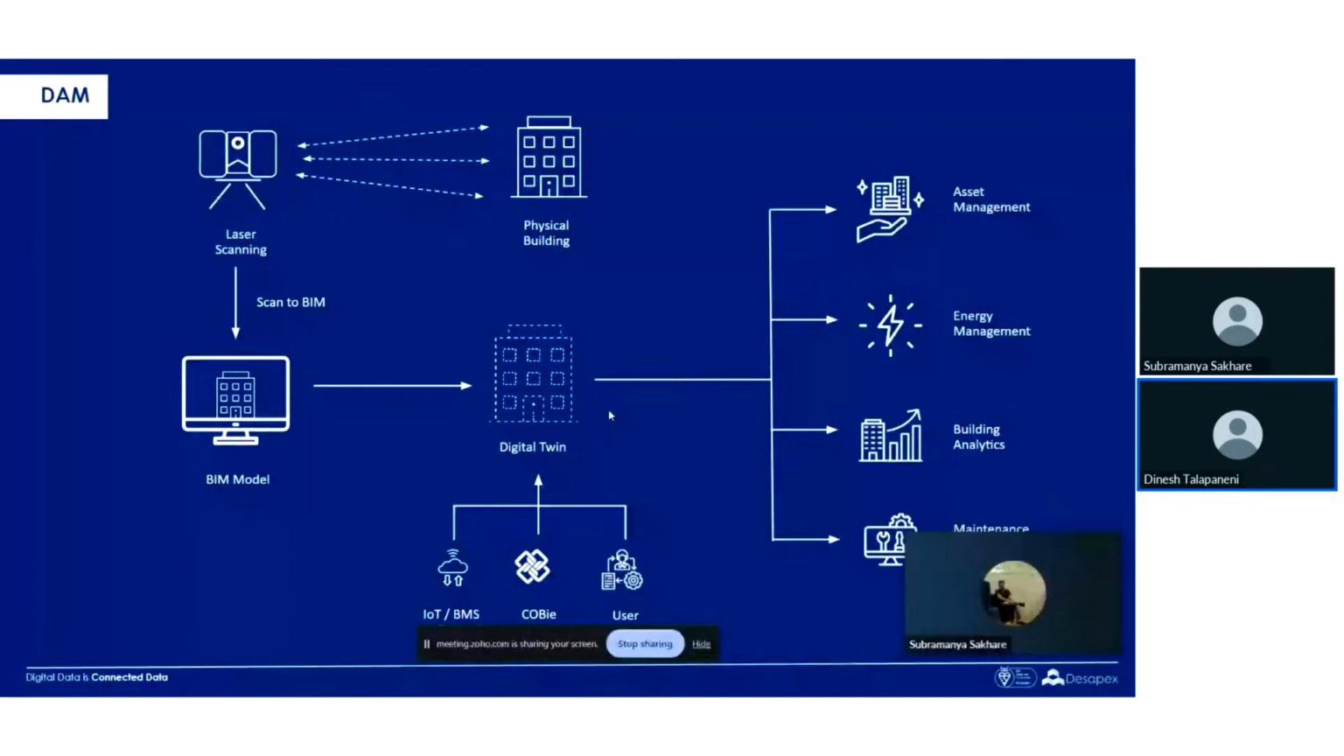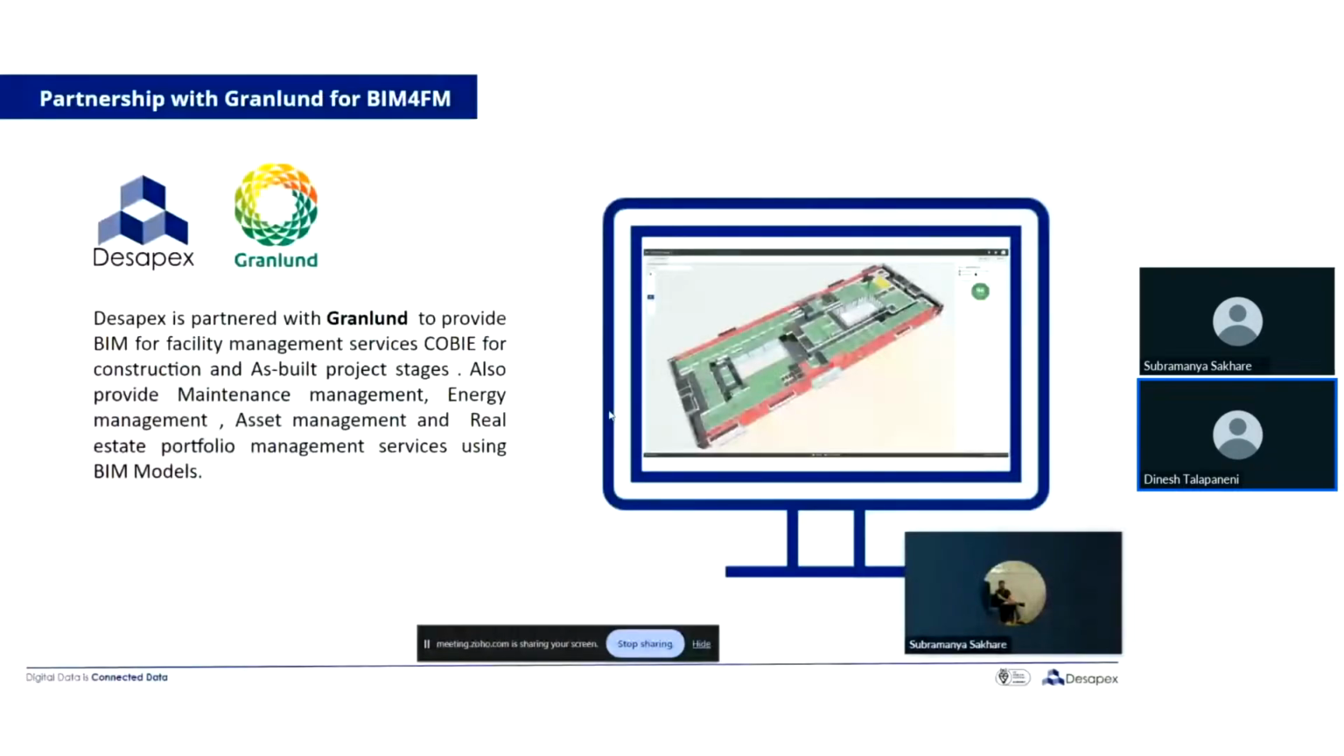We also have a tool, a platform which can be used in operation and maintenance. It's called Granloon. We are partnered with Granloon for digital twin, where our models can be used for operation and maintenance. It's an FMM tool which has the ticketing system, service and maintenance management, energy management, asset management, and you can maintain all your real estate portfolios using the BIM models in this particular platform.